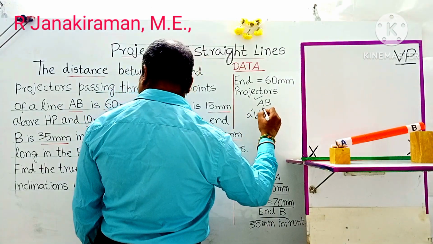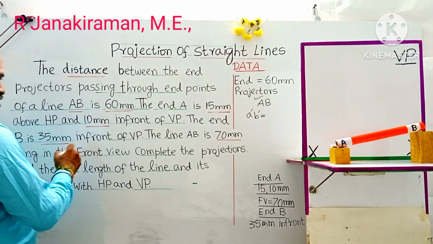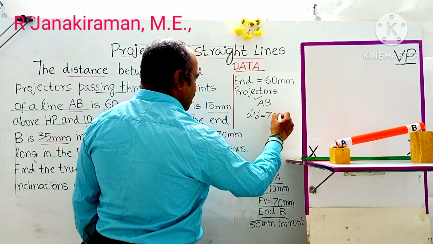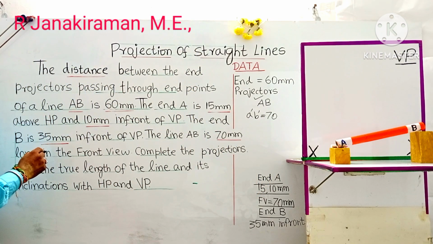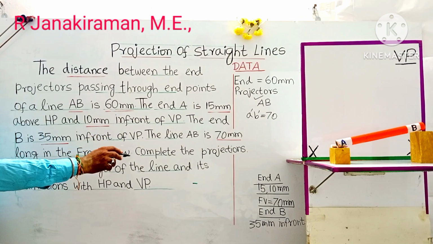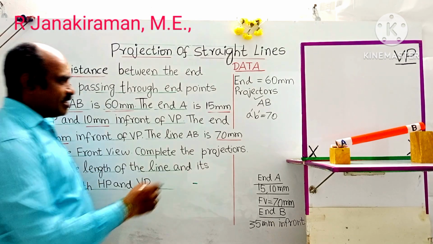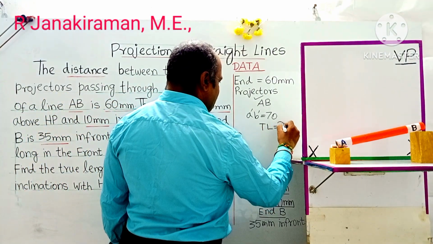70 mm is the front view length given in the question. Complete the projections. Find the true inclination of the line and find the true length. True length is not given in the question, we have to find it out. So TL equal to question mark. This you have to find out.